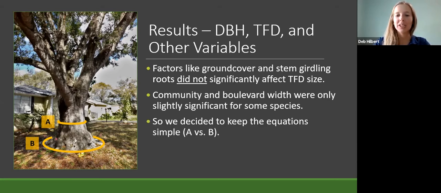And the reason this is really good news for us and for you guys is that it means that we were able to just ignore all those extra environmental and tree-related factors and keep them out of those equations and just give you a really nice, clean equation that relates diameter at breast height to trunk flare diameter.